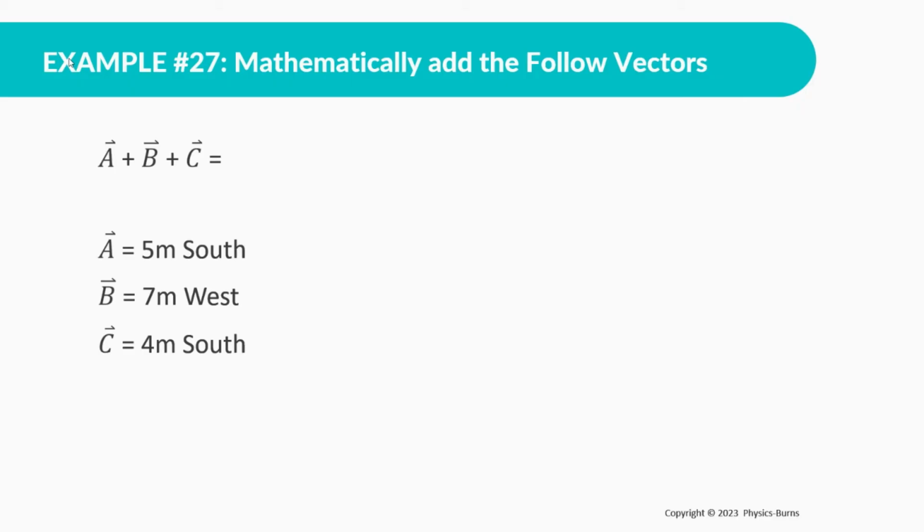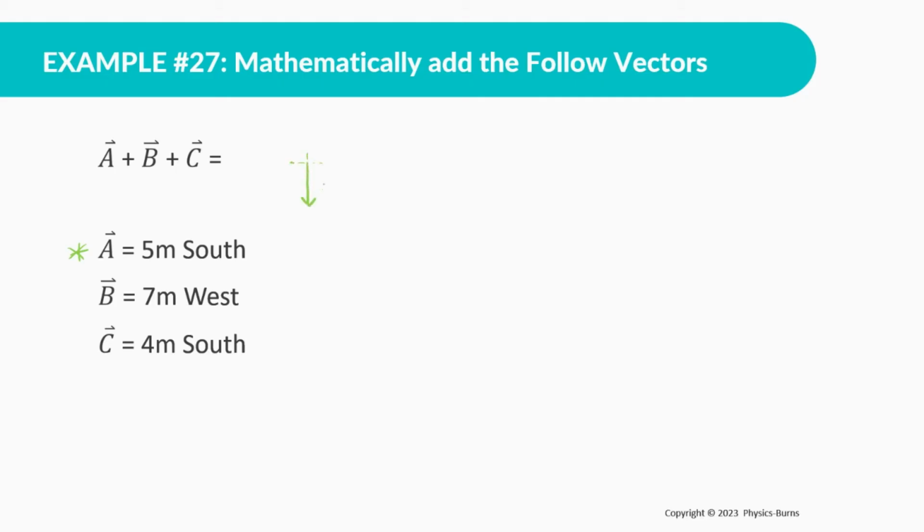Okay, next example here, example number 27. Mathematically add the following vectors. Okay, so same exact thing, different numbers. So again, if you didn't do this on your own, I would highly suggest doing it on your own first and then going through. Going to go through a little bit faster. So if you want more of an explanation, please look at the past video. So again, I'm going to do each vector at a time.